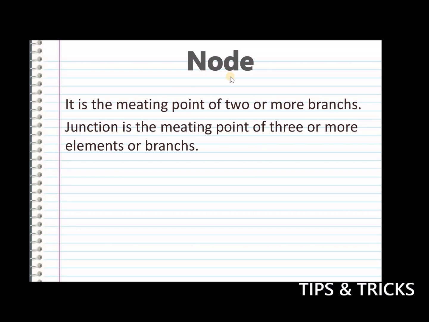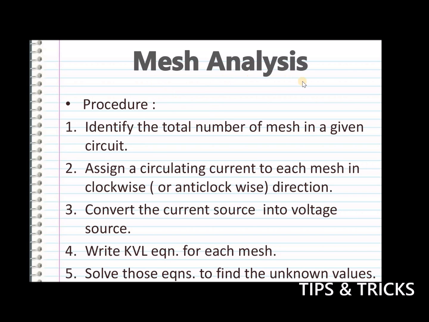Let's see what a node is. It is the meeting point of two or more branches. A junction is the meeting point of three or more elements or branches. Simply, it is a point where at least two branches of a circuit meet. That's it. Now come to the mesh analysis.